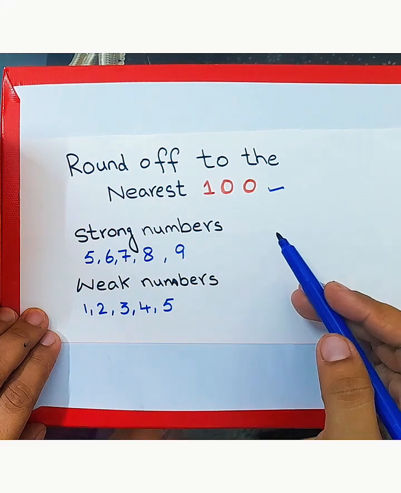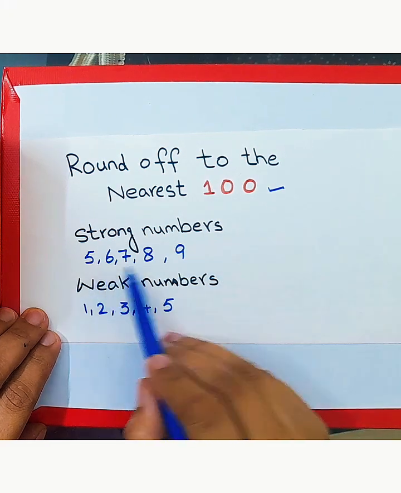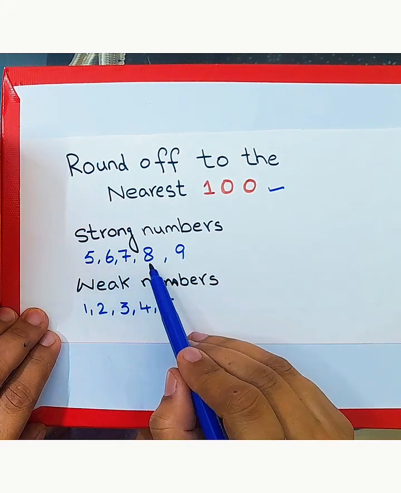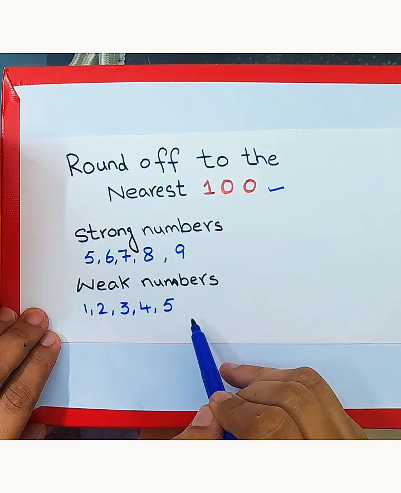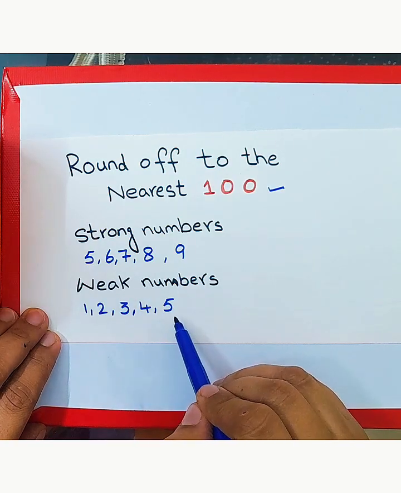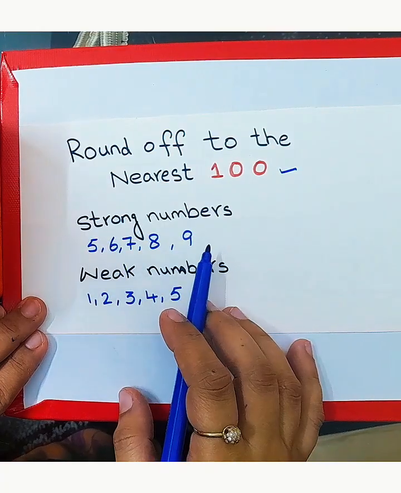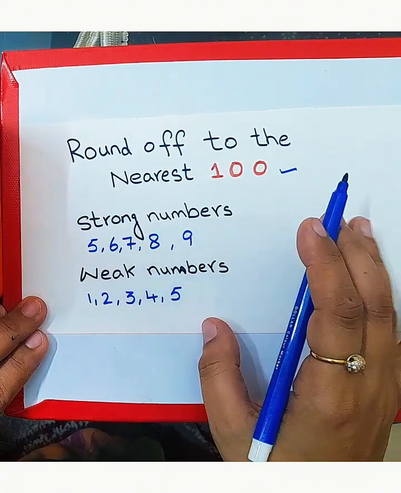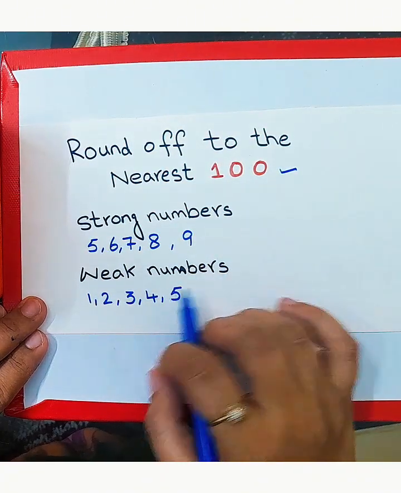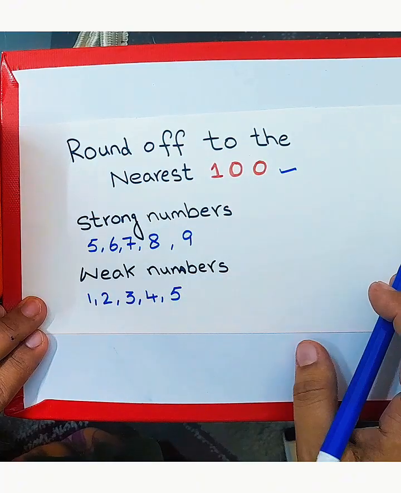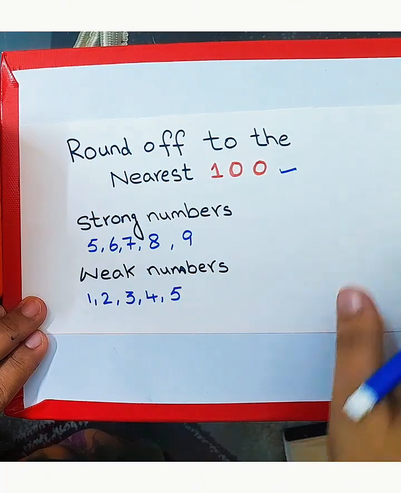So let me just give you a recap about our strong numbers. These are our strong numbers 5, 6, 7, 8 and 9. And these are our weak numbers 1, 2, 3, 4, 5. So the strong numbers have the power to push the other number, and the weak numbers have no power to change any other number. So here's a recap for you.